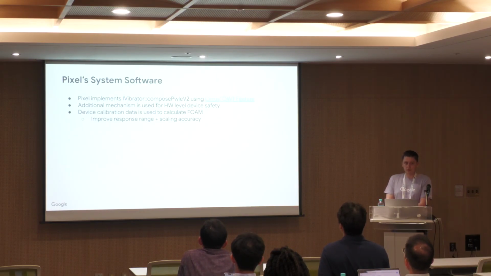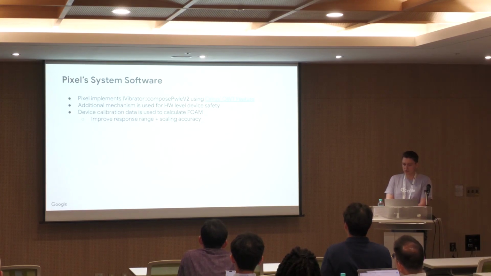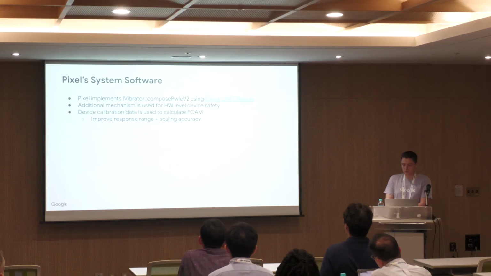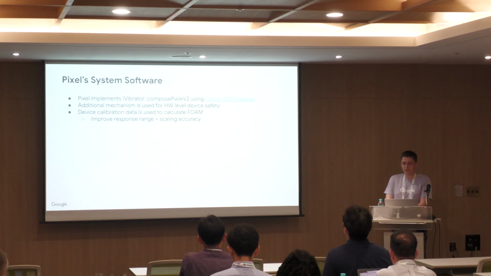On Pixel phones, we currently use Cirrus amplifiers, and we implement the PWE APIs using a feature that the Cirrus amplifiers support called the open wavetable, which allows you to upload new effect definitions at runtime over I2C. Currently we're using proprietary hardware APIs to implement this, but it's not strictly necessary. And then we also use some proprietary hardware support that limits the voltage level around the resonant frequency to prevent actuator excursion.